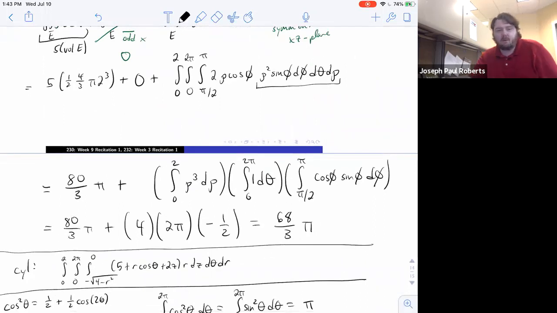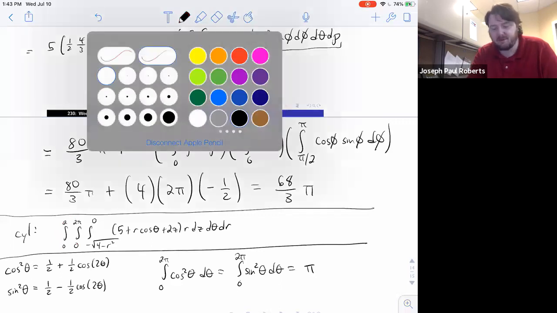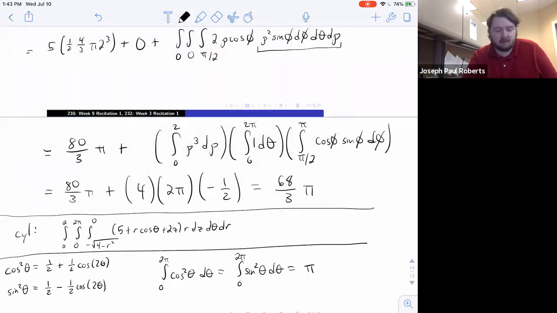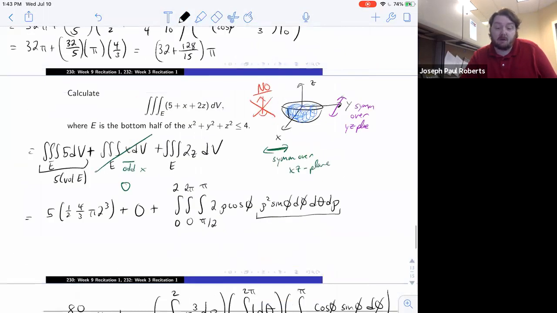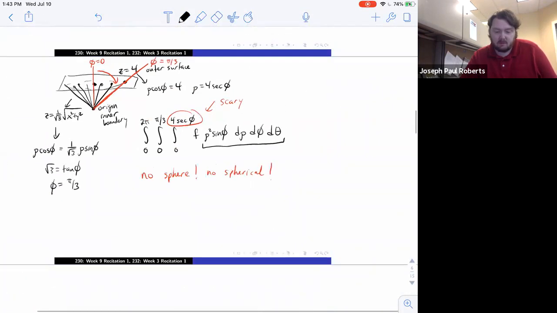So the reason why spherical is so much better for this is that in cylindrical, this part is fine, but your z bounds involve r, and so you miss out on being able to do that kind of trick. So anyway, when you have a sphere somewhere, use spherical, but if you don't have a sphere, don't, because you don't want to have to deal with something awful like rho is 4 secant phi for a situation where you have no sphere.